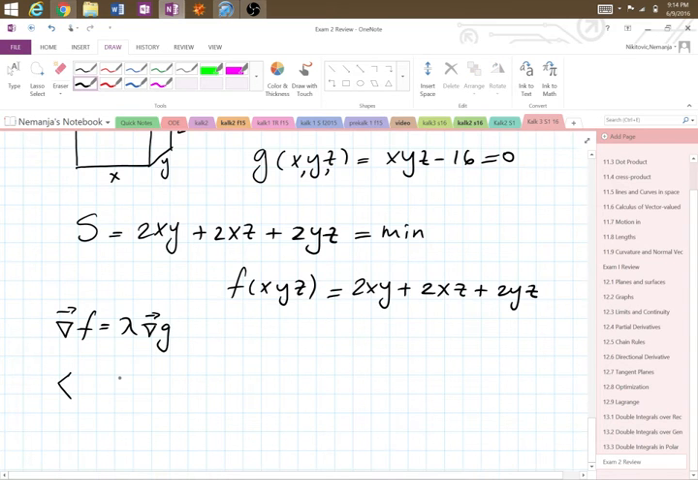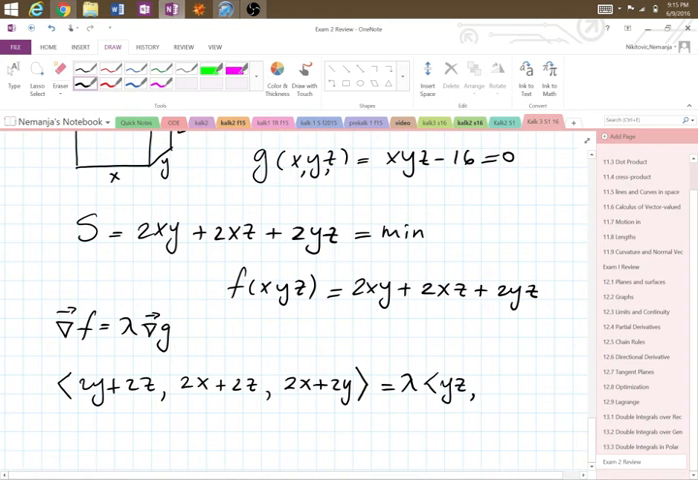Partial derivatives: 2y plus 2z, comma, partial derivative with respect to y is 2x plus 2z, and partial derivative with respect to z is 2x plus 2y, is equal to lambda times the partial derivatives of xyz minus 16, which is yz, xz, and in terms of z, xy. There we go.